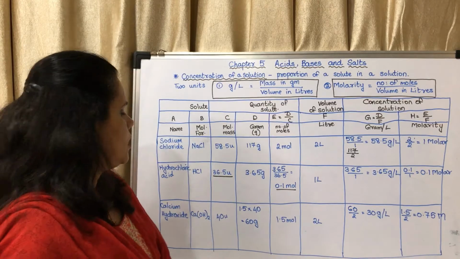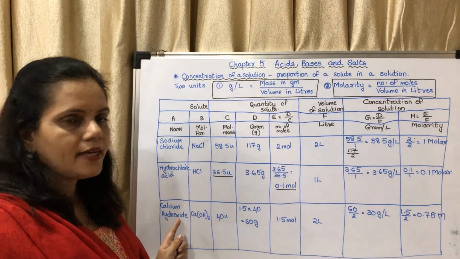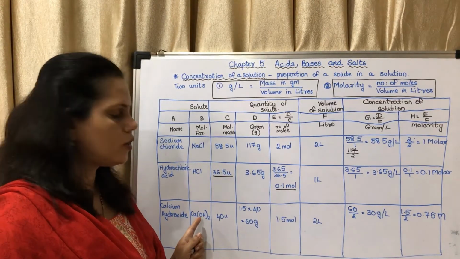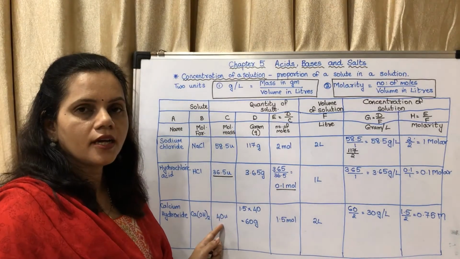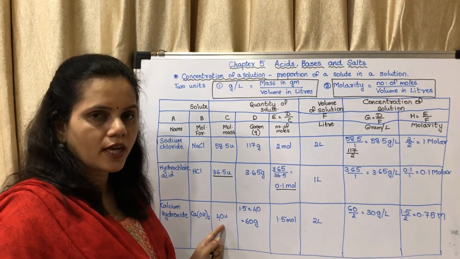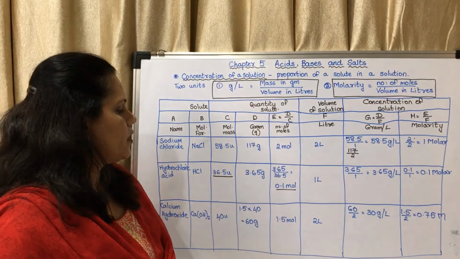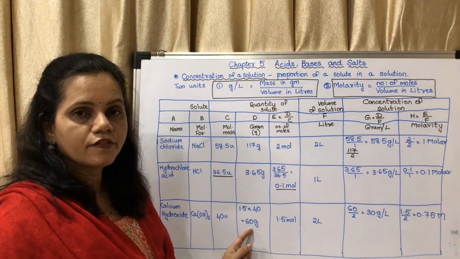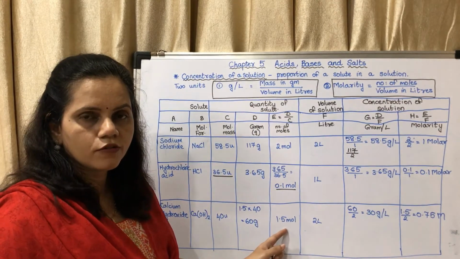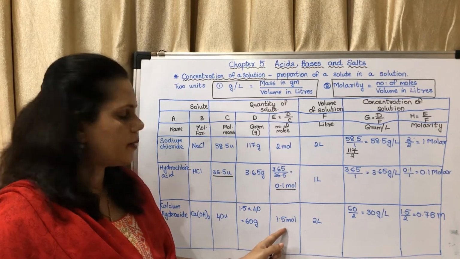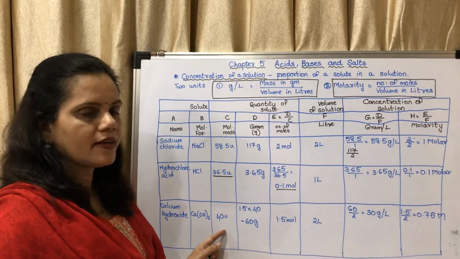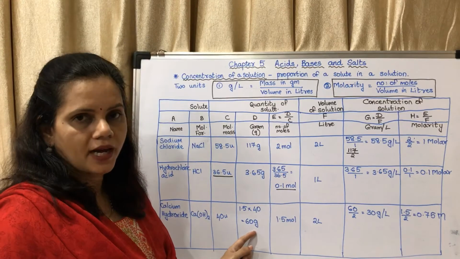Okay. Now the next is calcium hydroxide. The molecular formula is Ca(OH)2. The molecular weight is 40. You have to calculate it. Now quantity of the solute, that you have to find out. They have given the number of moles as 1.5. From the number of moles and molecular weight, you can calculate the mass in grams.